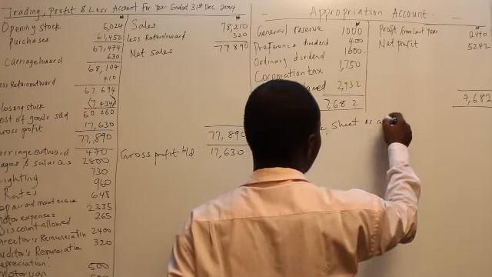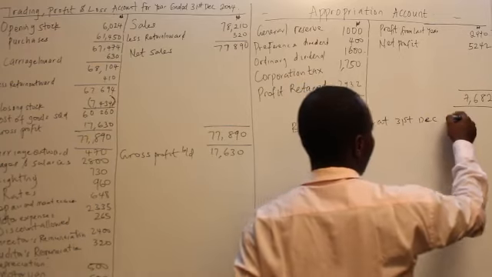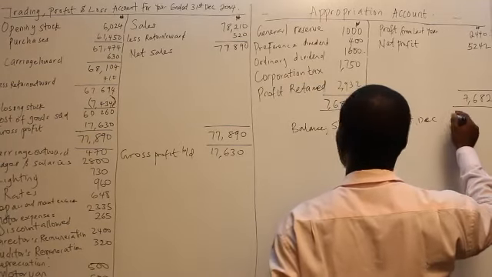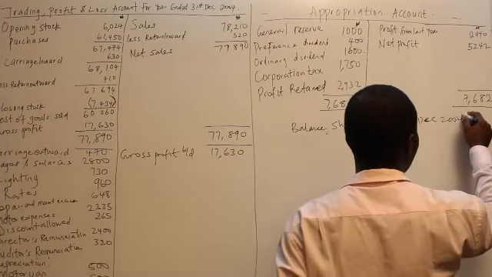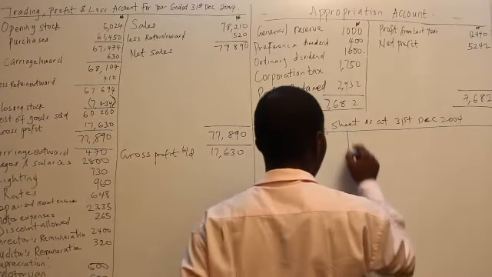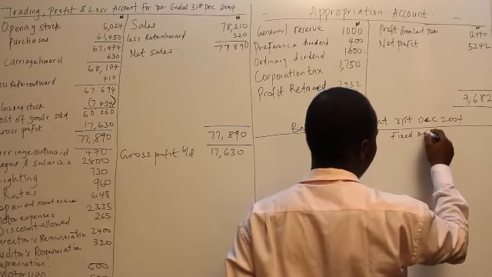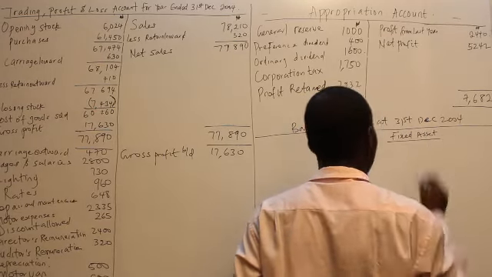As at 31st December 1990. Okay, that was 2004. So we have the fixed assets. So we can do it like this.